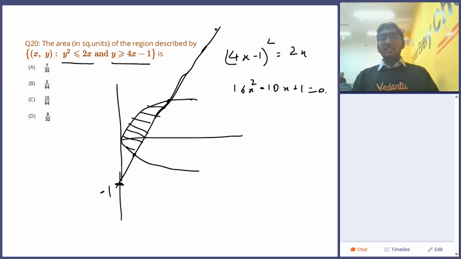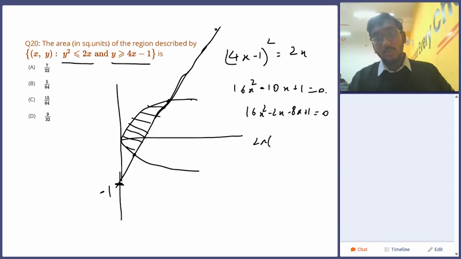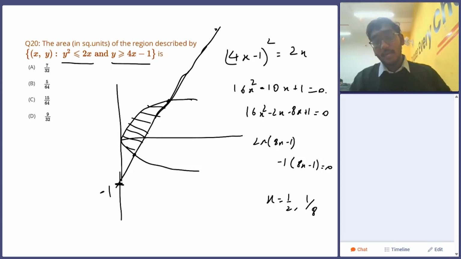So how will you split the middle term in such a way that the product will be 16 and the sum will be minus 10? You can split it like minus 2 minus 8, right? So 16x square minus 2x minus 8x plus 1 equal to 0, right? So 2x times 8x minus 1 minus 1 times 8x minus 1 is 0. So x can be either what? Half or 1 by 8, okay?